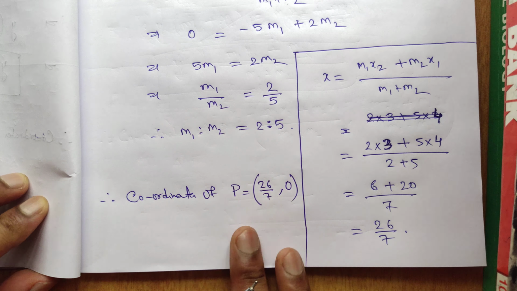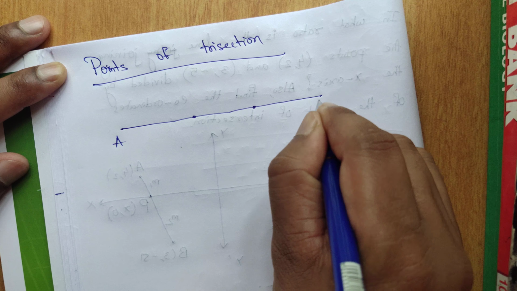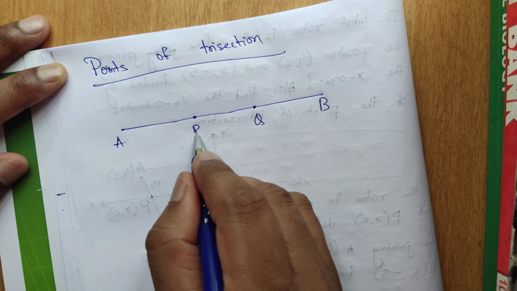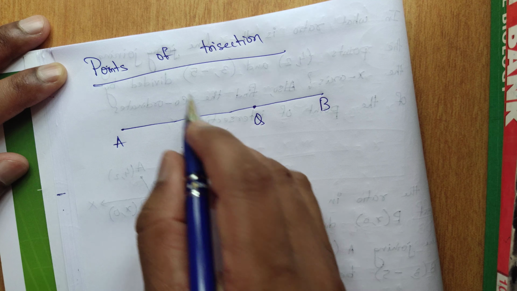Now I am going to explain you one question on points of trisection, but before I solve the question for you, let me explain what you mean by points of trisection. So points of trisection means a line segment is getting divided into 3 parts. Suppose AB is divided into 3 parts by the points P and Q. So P and Q become the points of trisection, 3 equal parts. P and Q are dividing the line segment AB into 3 equal parts.